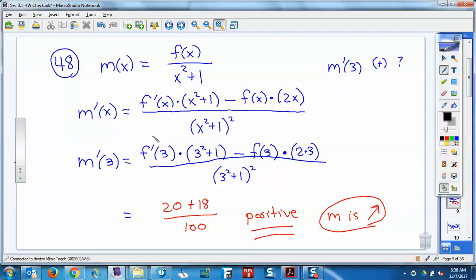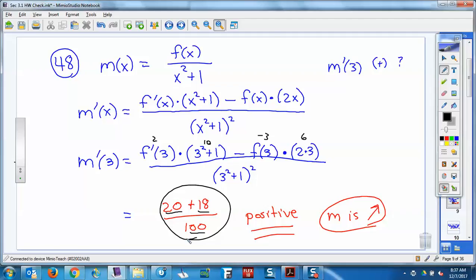It looks like it's, I don't know, roughly 2, and this is 3 squared is 9 plus 1 is 10. So 2 times 10 is 20, okay? And over here, F of 3, we just read off of there, that's negative 3. And then 2 times 3 is 6. So minus a negative 18 would be plus 18. And down here, we get 10 squared is 100. So clearly, this is a positive value. So M prime at 3 is positive, so M is increasing.